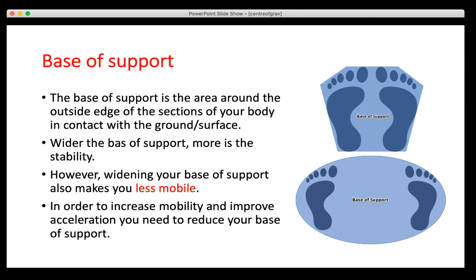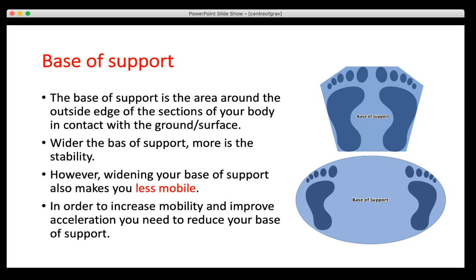When you widen your base of support, when you have more area in contact with the ground, then you are more stable. This is the second point. But it has some limitation. What? Widening your base of support also makes you less mobile. If you are widening yourself, then your leg movements, which were otherwise very fast, will become less mobile. So this is a second point you keep in mind.